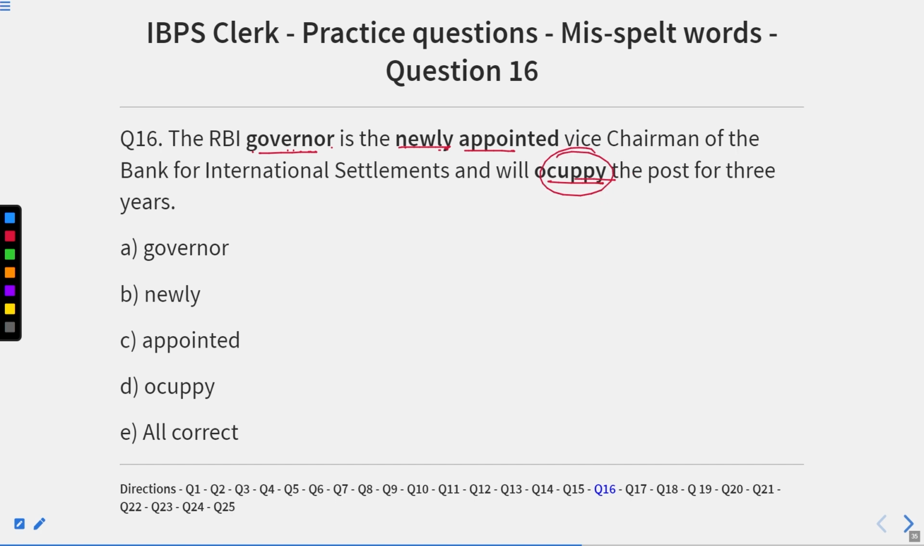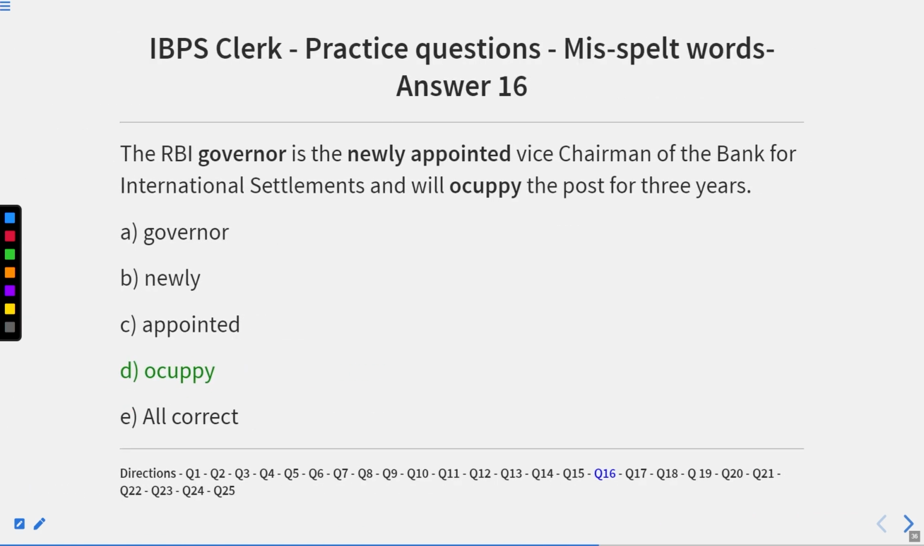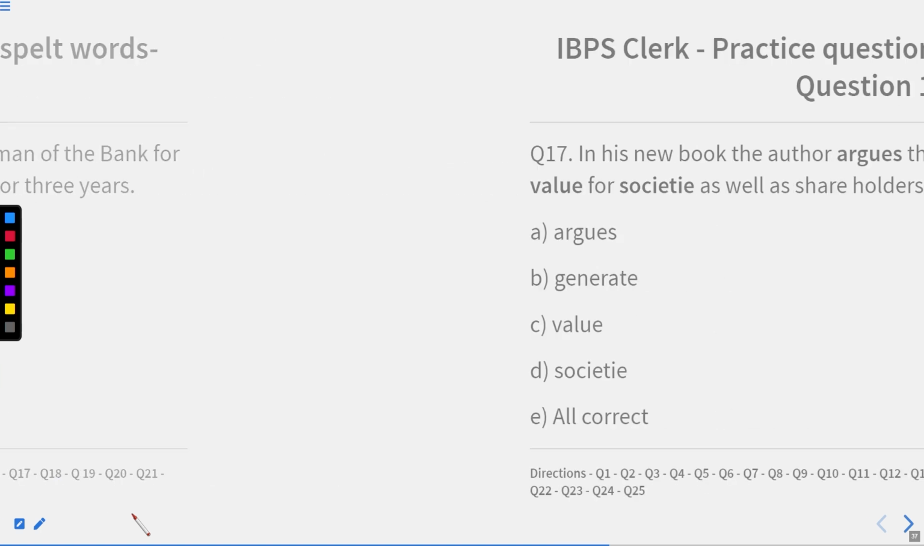Now, here the spelling of occupy is incorrect. Therefore, our answer is D. And the correct spelling should be Occupy. This is the correct spelling of occupy. So our answer is D, and it has to be replaced with Occupy. Occupy means to hold the post for 3 years. Now let us move to the next one.